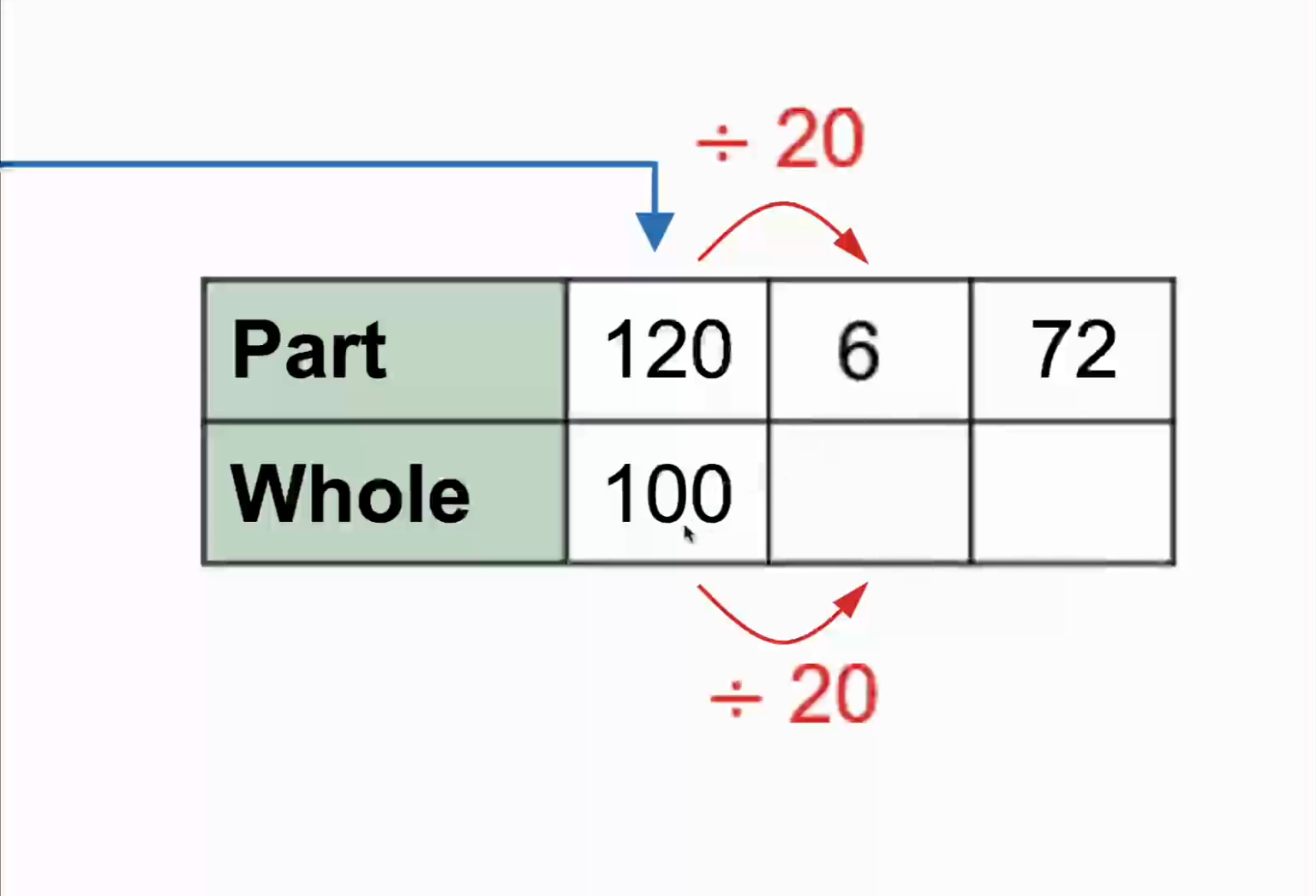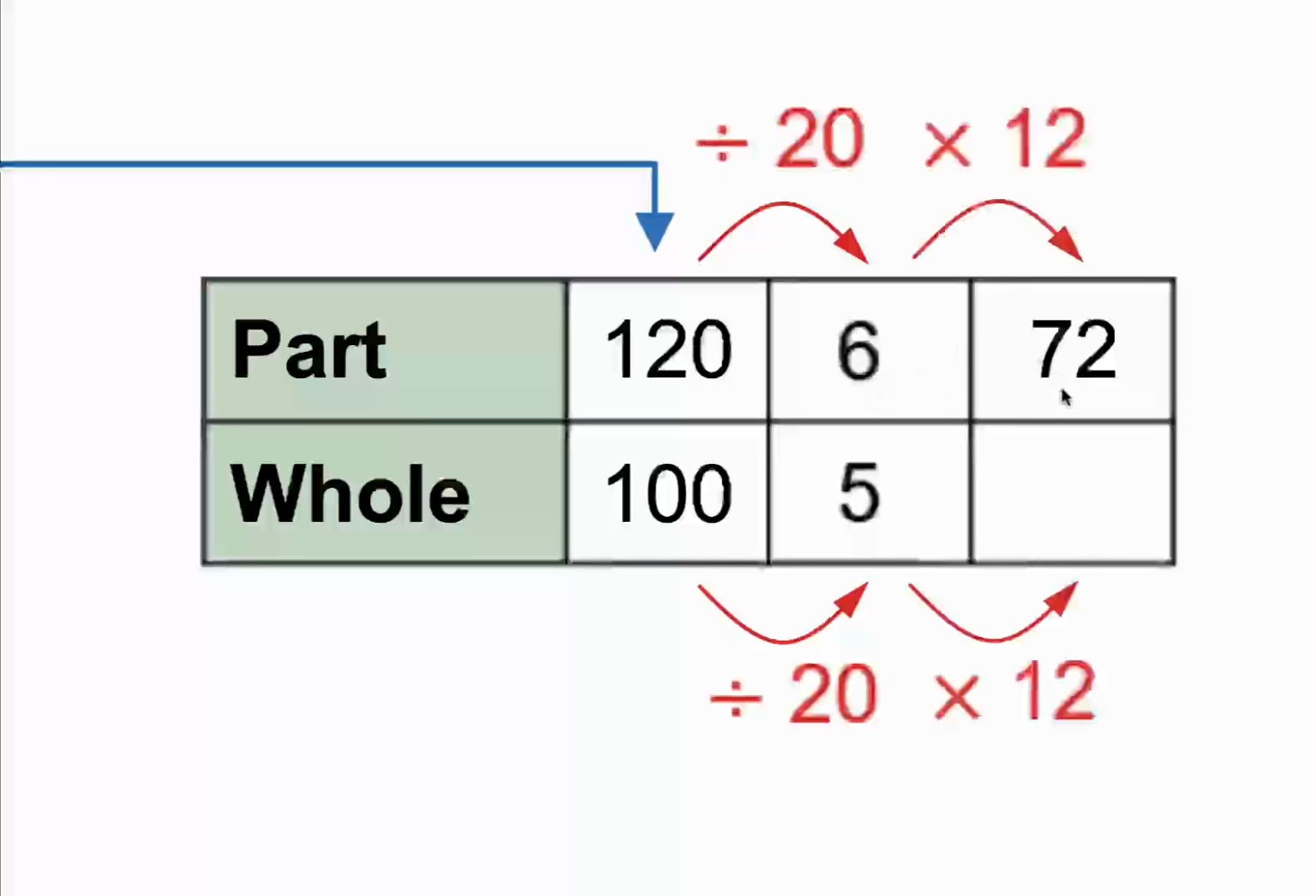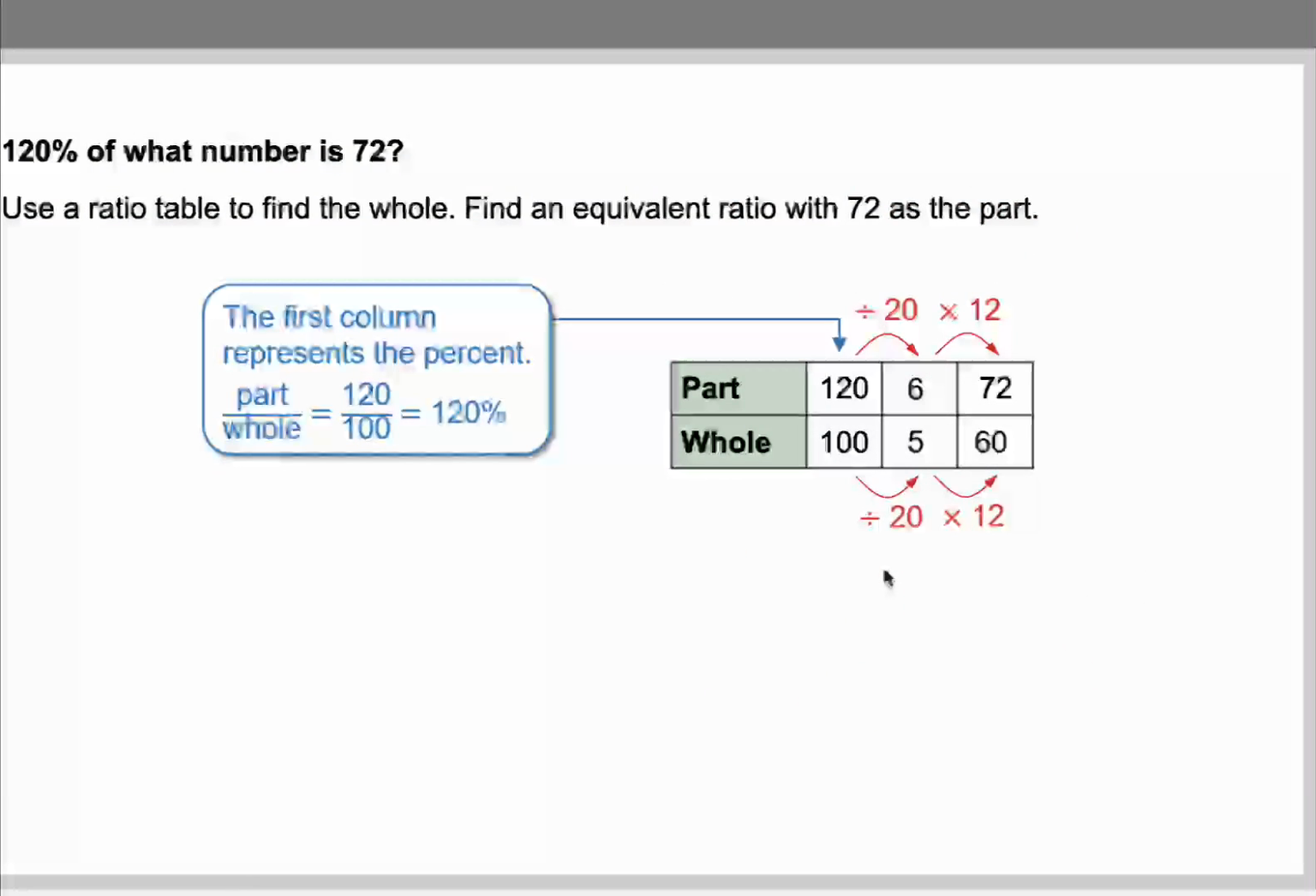Okay, but first we should divide 100 by 20. 100 divided by 20 equals, yes, 5. And now we can multiply them by 12 because we need the 6 to be 72. 5 times 12 is 60. Yes, great work, Faris. So, what is the whole?